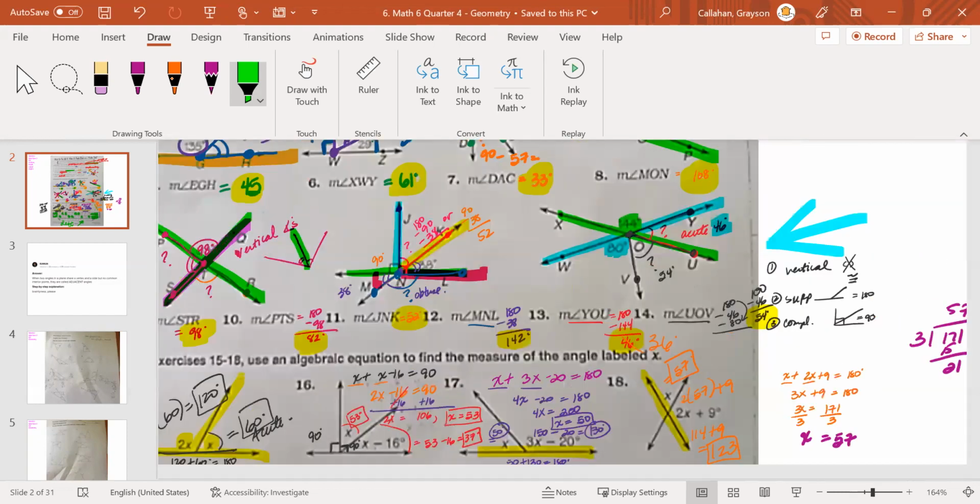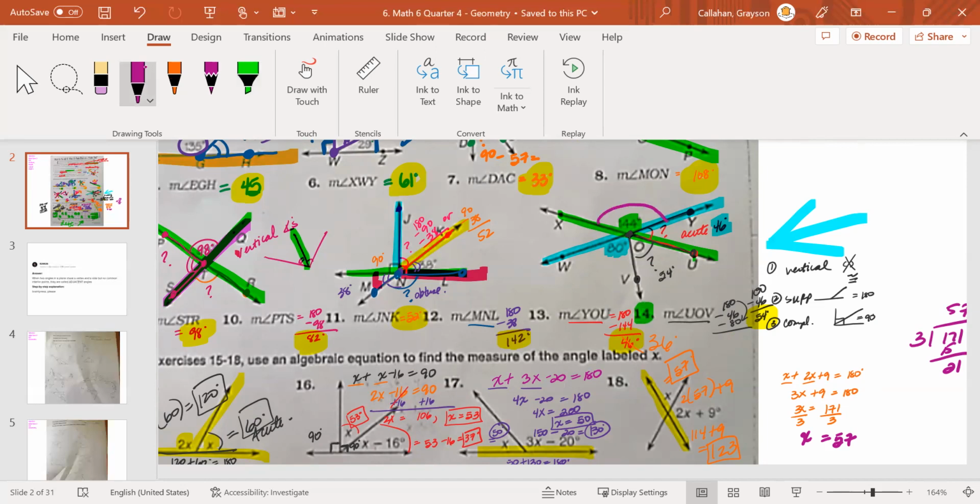So UOV is this angle right here. We got 46 for that one. So 180 minus 80 minus 46. That's 144 minus 80. Oh, you know what? It's not drawn to scale. So for number 14, Grayson, you have to be careful with this one.